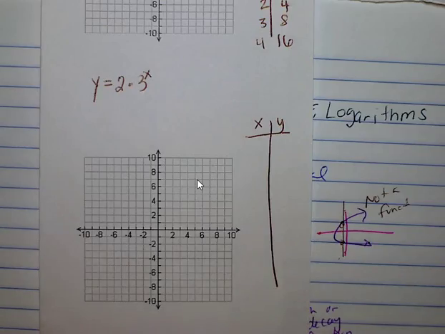Okay, 3 seconds. That won't take long. What are the coordinates of the y-intercept and what is the rate? Go. 3, 2, and 1.